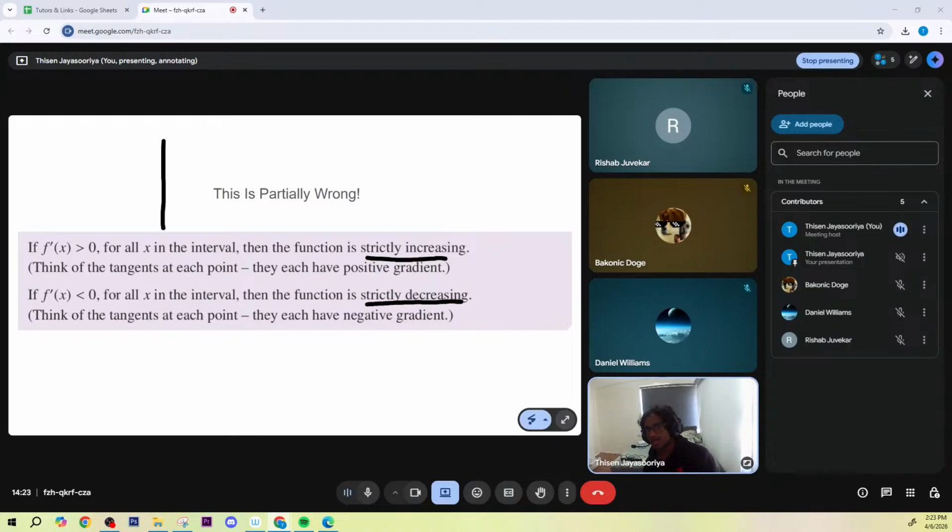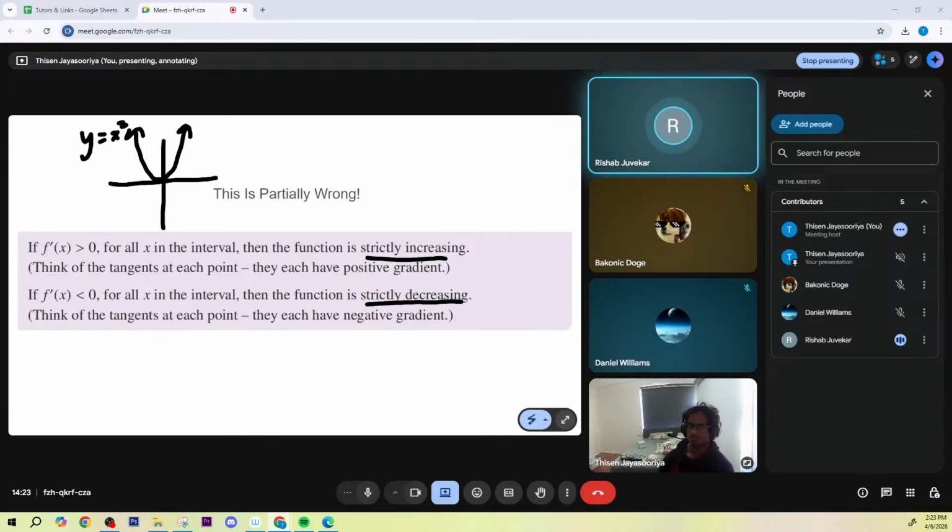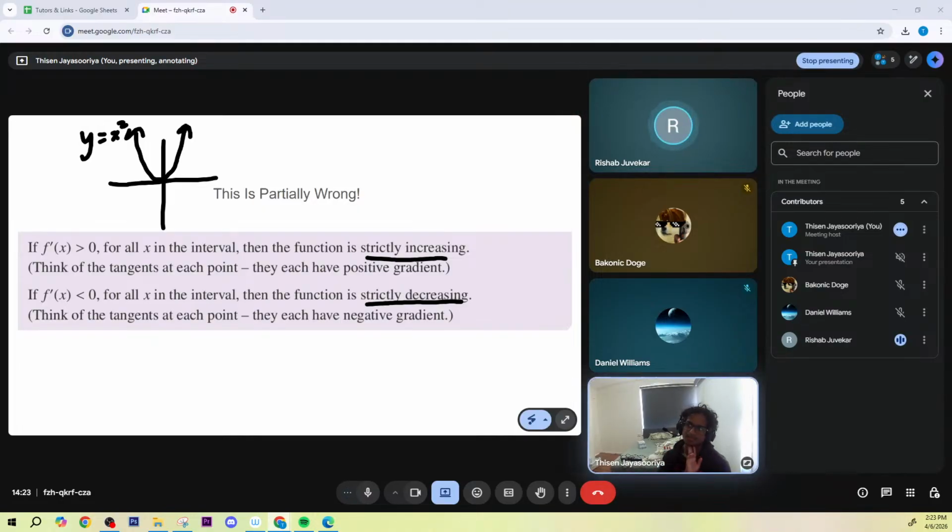If I have, let's say, a parabola, the line y equals x squared, can someone tell me where this is strictly decreasing? I'll ask Rashad. Negative infinity to 0. Strictly increasing, 0 to infinity. Is the 0 inclusive or not inclusive? It's inclusive. The definition that they've given is partially wrong, that's why I've said this up here, and I want to point that out. Strictly increasing is inclusive, 0 to infinity here.